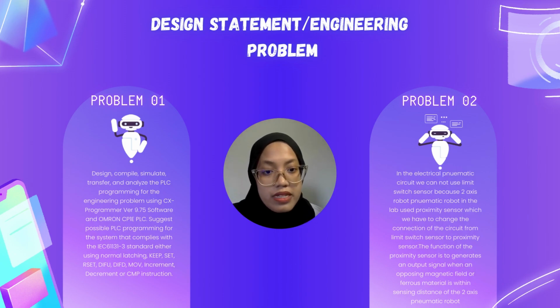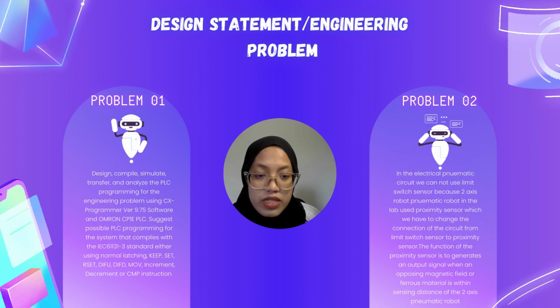The next problem is in the electrical pneumatic circuit. We cannot use limit switch sensors because the two-axis pneumatic robot in the lab uses proximity sensors, so we have to change the connection of the circuit from limit switch sensors to proximity sensors. The function of a proximity sensor is to generate an output signal when an opposing magnetic field or ferrous material is within sensing distance of the two-axis pneumatic robot.